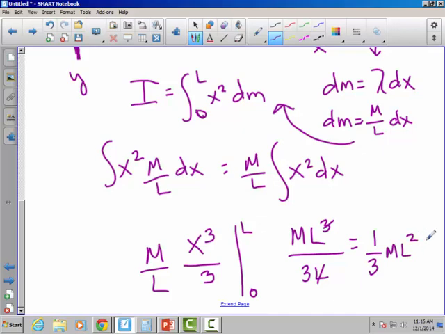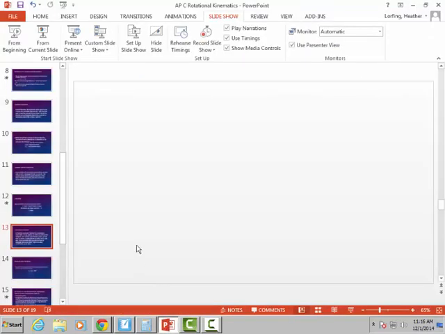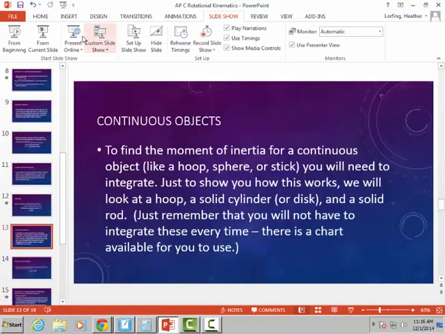Now, again, like I said, I'm not exactly sure if they're ever going to make you do that, but it's there for you and you've seen it once, and if we have time before the exam, we'll go back and review how to integrate along the length to find the moment of inertia. Okay.